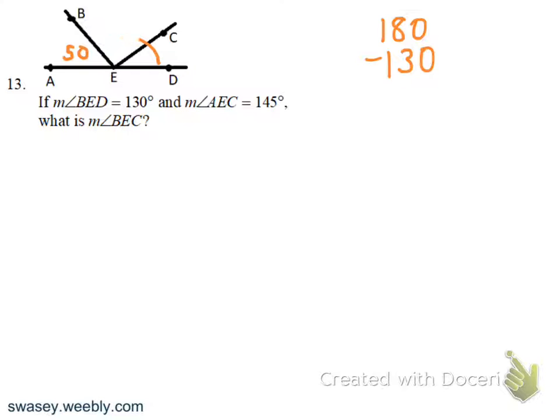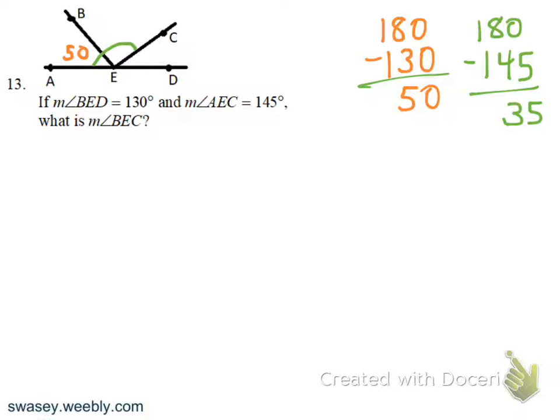Now our goal is to find angle BEC, but we're not really told anything about that specific angle. But then we have AEC is 145. So that was 50. If we do 180 minus 145, we get 35 for this angle.